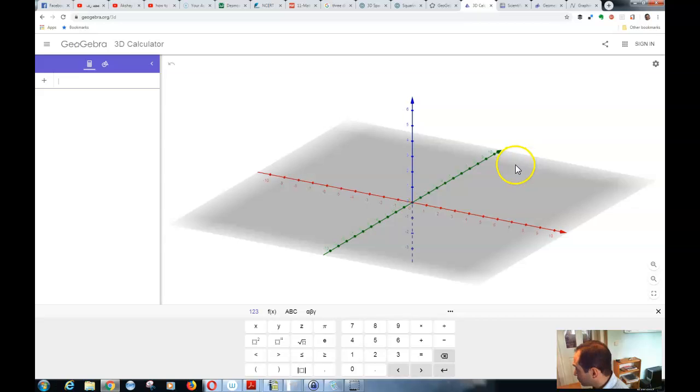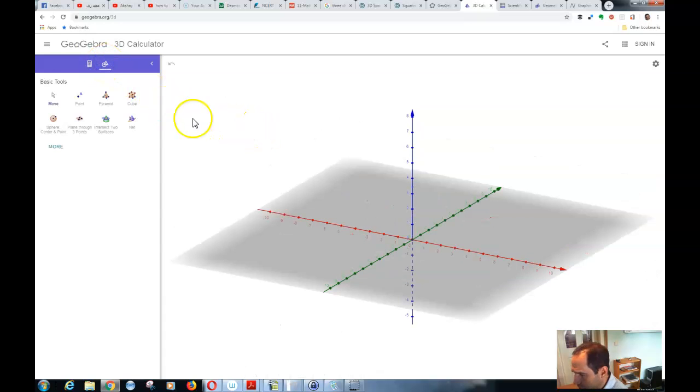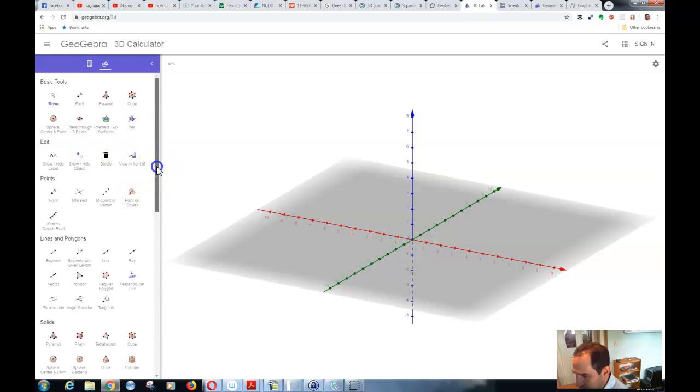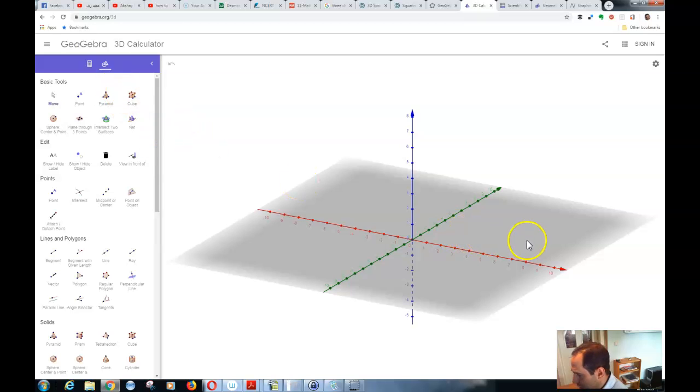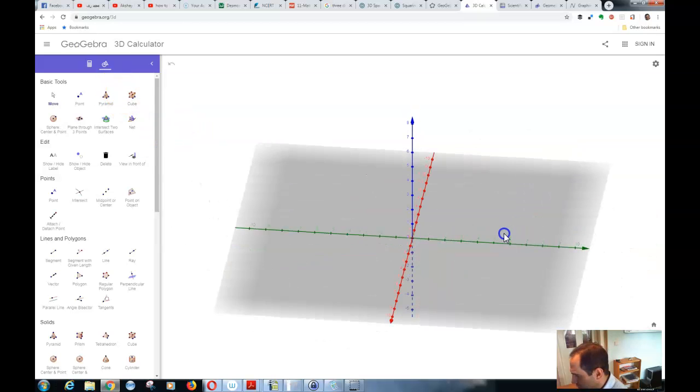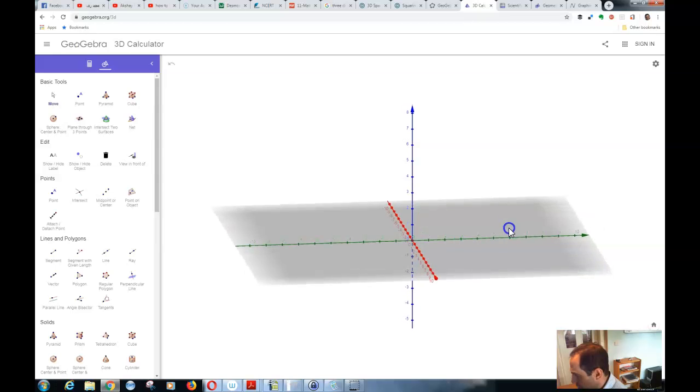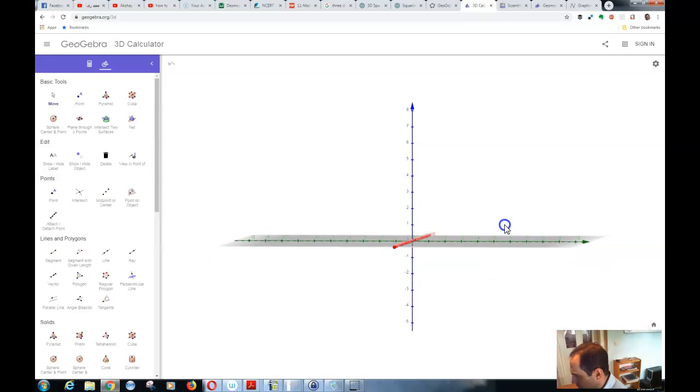So for example, I want to create that parallelepiped. So I go over here. You see, there are two tabs over here. There is a calculator tab, and there is this tools tab. If I go to the tools tab, there is a more button over here, and all of these options are available. And this is a 3D coordinate system.